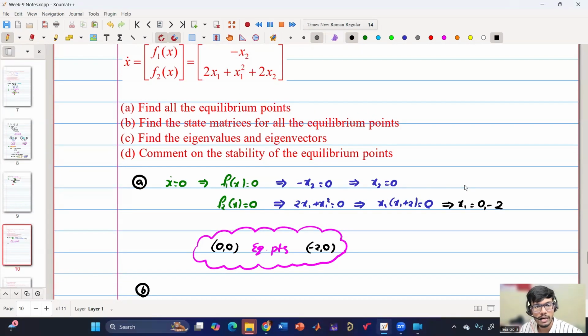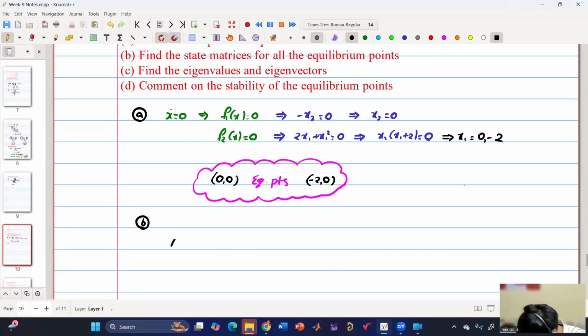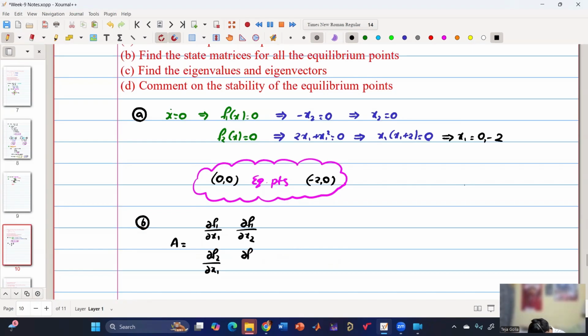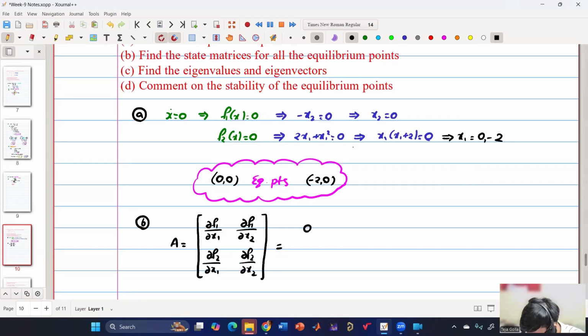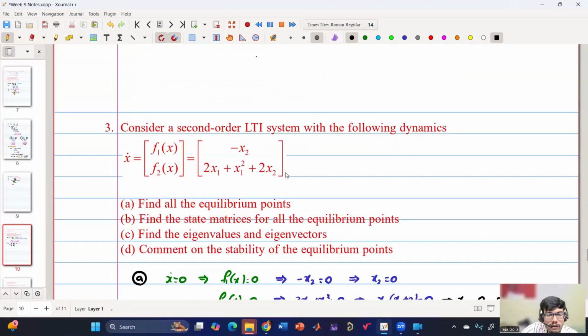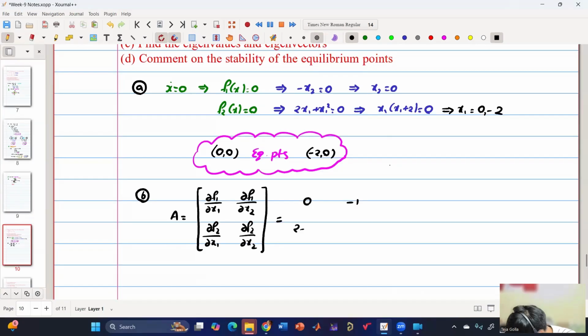So the generic state matrix A can be written as dou f1 by dou x1, dou f1 by dou x2, dou f2 by dou x1, and then dou f2 by dou x2. Dou f1 by dou x1 is 0 because f1 is only dependent on x2, and if we differentiate with respect to x2, we get -1. If we differentiate f2 with respect to x1, we get 2 plus 2x1. And if we differentiate with respect to x2, then we get 2.